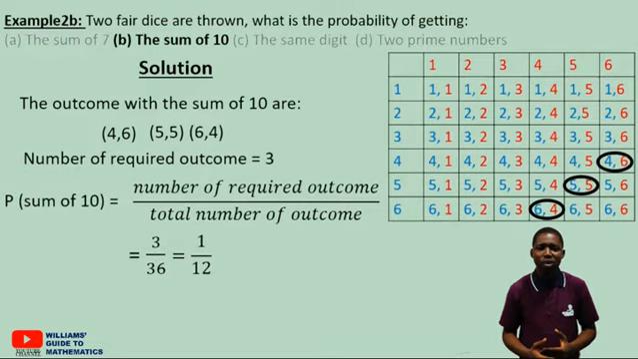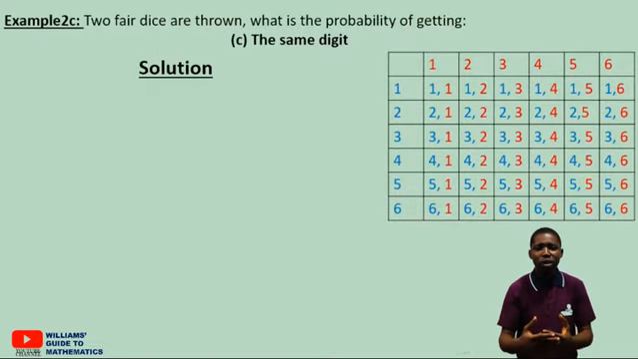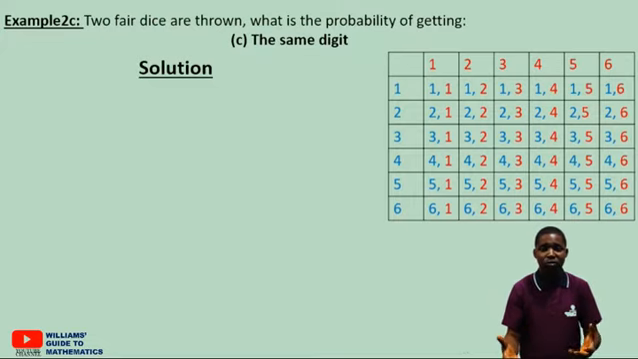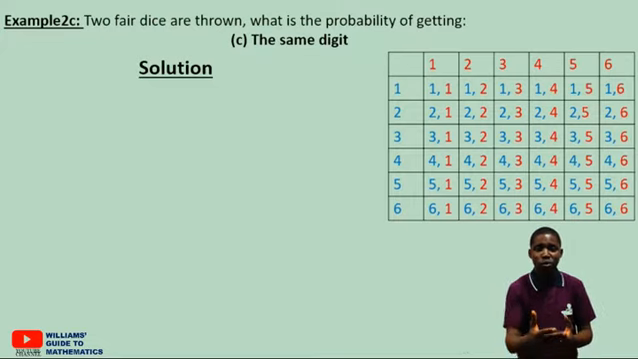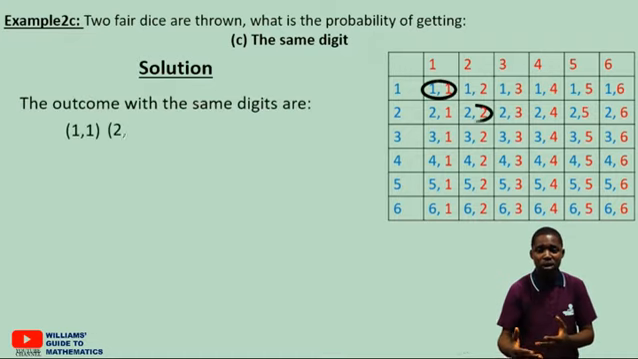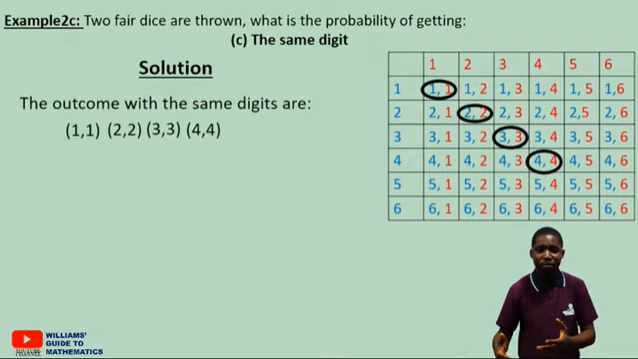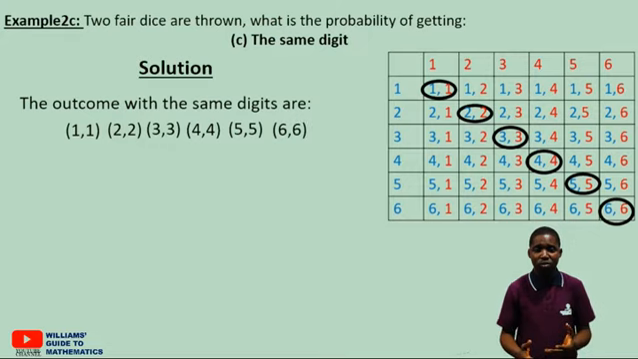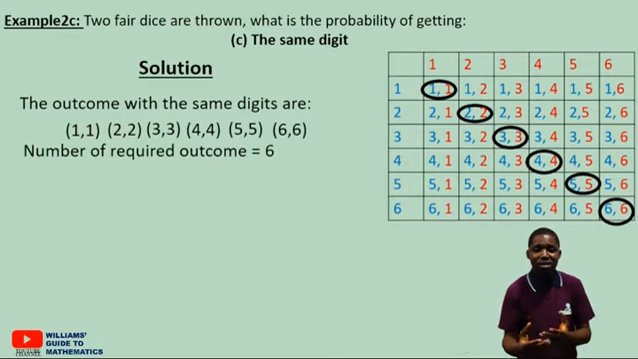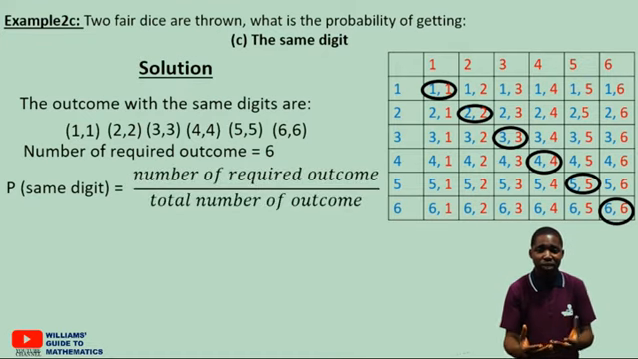The question can also ask me to get the probability of getting the same digits. That one is straightforward. That one is just 1 1, 2 2, 3 3, 4 4, 5 5, 6 6, as you can see in the table. So in that case, we have 6 required outcomes out of the 36. That is 6 over 36, making it 1 over 6.